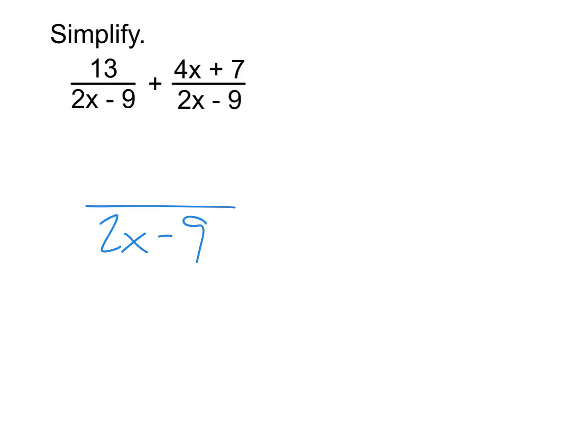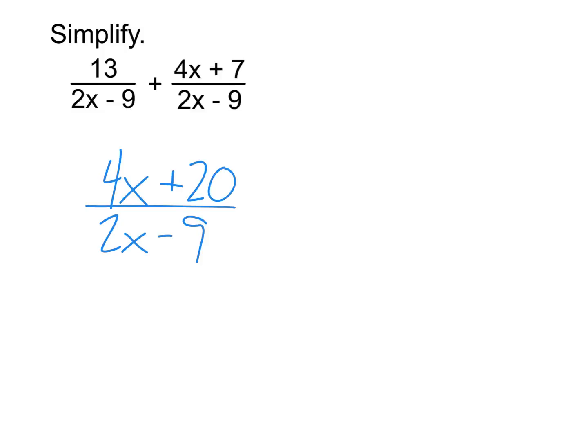Now, since I already had the common denominator, I can now add on the top. So on the top, I got 13 plus 4x plus 7. Combine the like terms. Between those, the 13 and the 7 are like terms. The 4x has no like terms that go with it, so the 4x is just going to stay a 4x. And then 13 plus 7 gives us 20, so it's 4x plus 20.